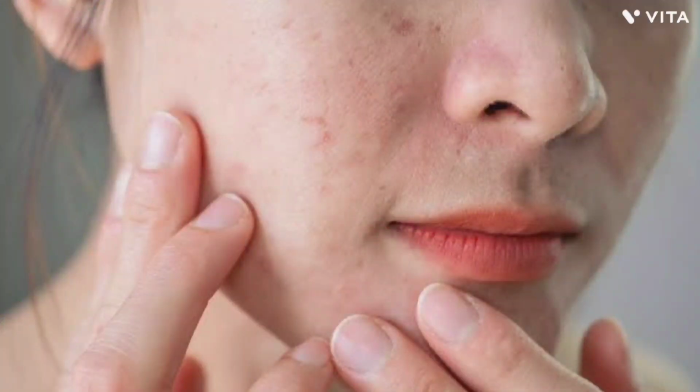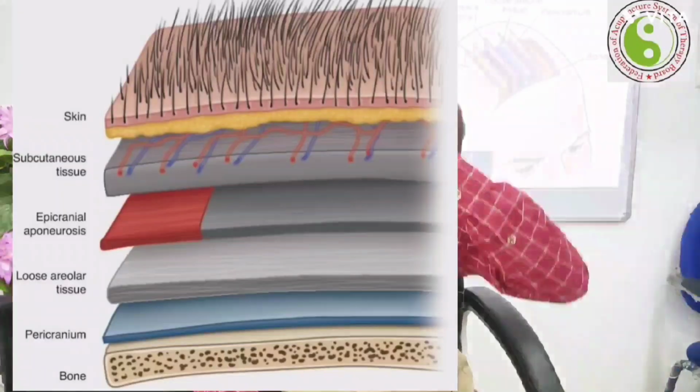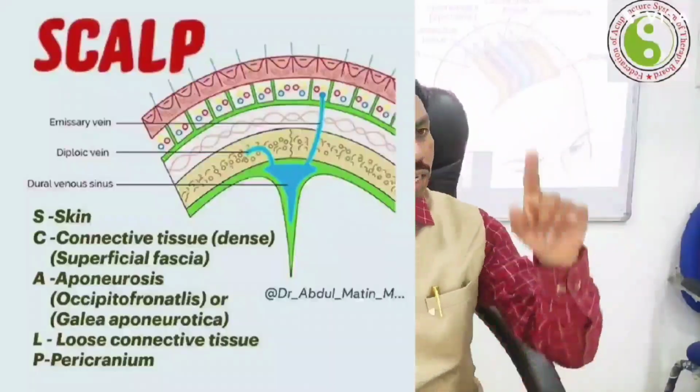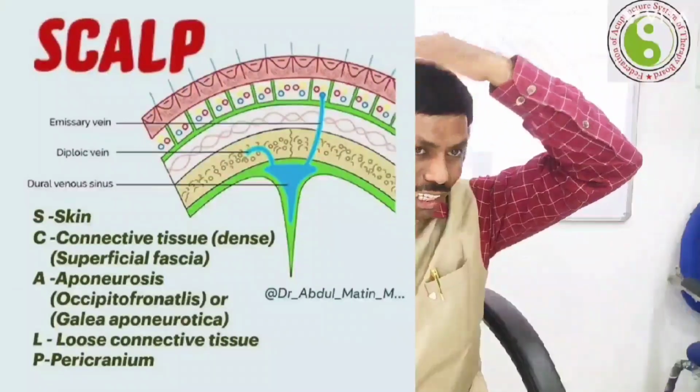Now you can see here, there is a skin, connective tissue, and there are 5 layers of tissues existing on the scalp region. How many layers? There are 5 layers. One layer is known as the skin, the second layer is the subcutaneous tissue, the third is the galea aponeurotic tissue, the fourth is the subaponeurotic tissue, the fifth is the pericranium. So how many layers? 5 layers of the scalp.